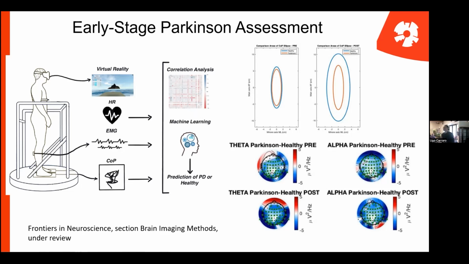But here is the reorganization of the cortical activity of the brain. And here we have very remarkable differences on the theta and alpha band. And this is very important because it's in line with many other findings in neuroscience that show the activity in those bands in patients with advanced state of Parkinson. So it's a very, very important marker.